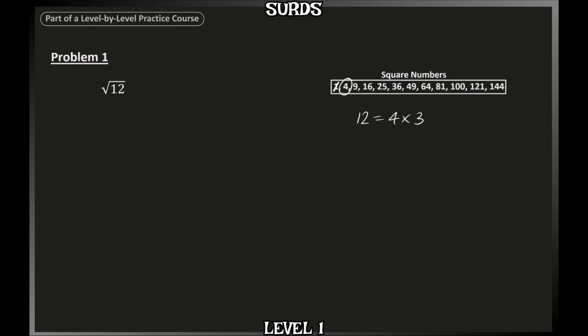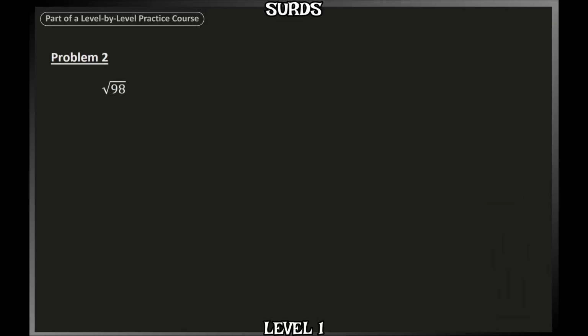Now this means that the square root of 12 can be written as the square root of 4 multiplied by the square root of 3. And because 4 is a square number, we can square root it, and the square root of 4 is 2. So this becomes 2 times the square root of 3. And since we can't split 3 up into any other numbers on that list, we've simplified this completely. So our final answer to problem 1 is 2 root 3.